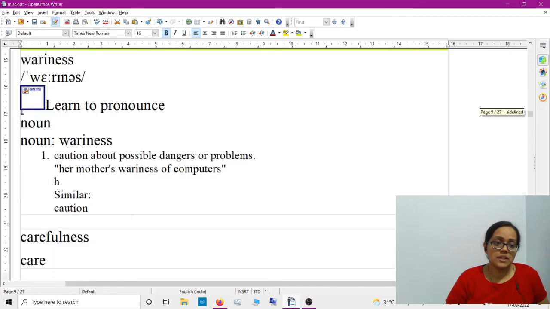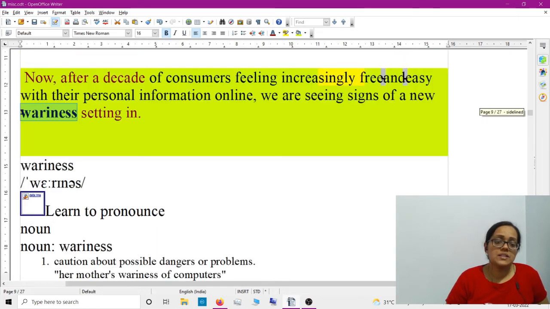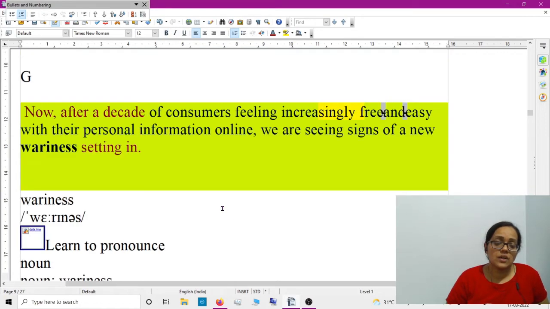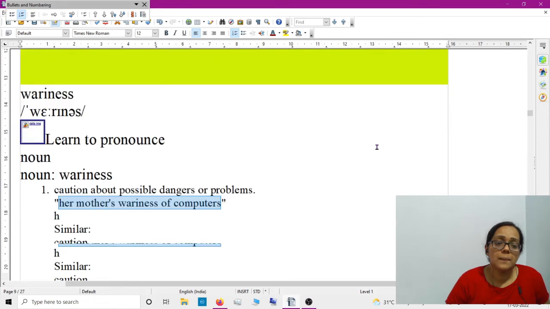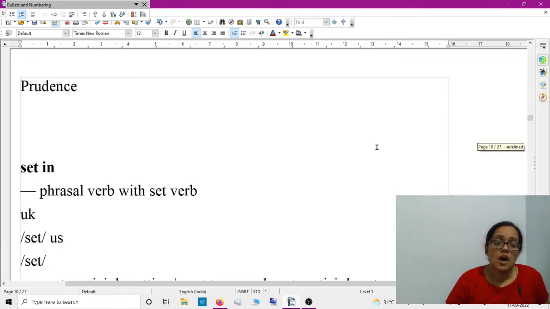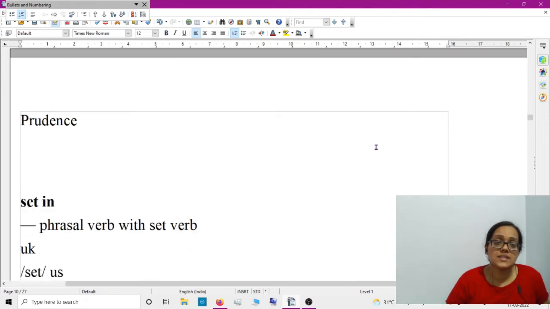So what is the meaning? Wariness means caution. Her mother's wariness of computers. We are seeing signs of a new wariness, like a caution setting in, carefulness setting in, or another word is prudence.